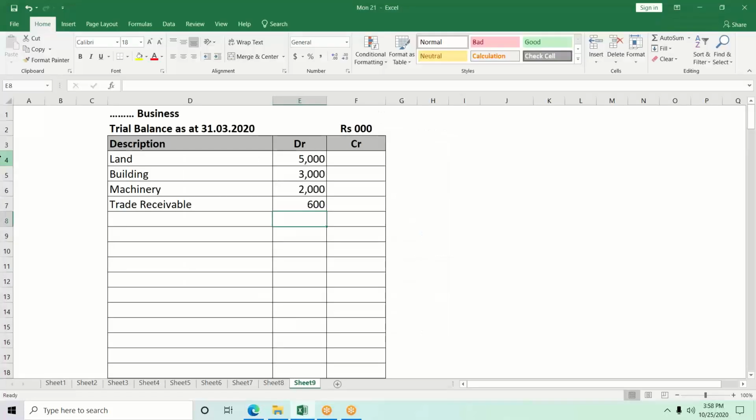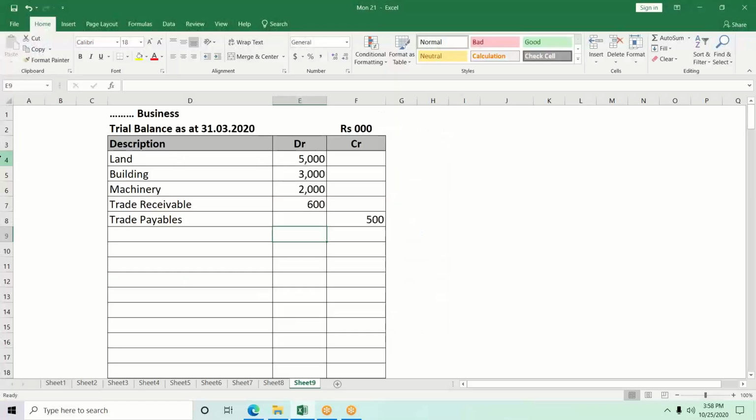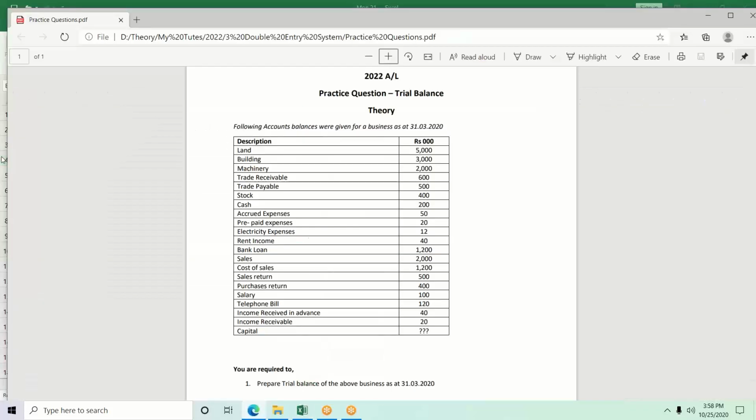Trade payable rupees 500,000. Trade payables are liabilities. You record it on the credit side. Then stock balance is rupees 400. Stock is an asset. You record it on the debit side.